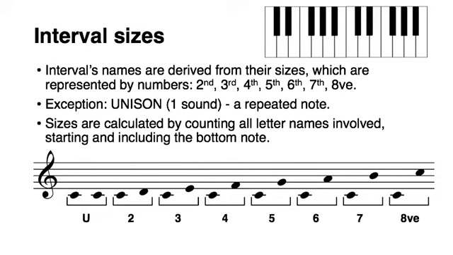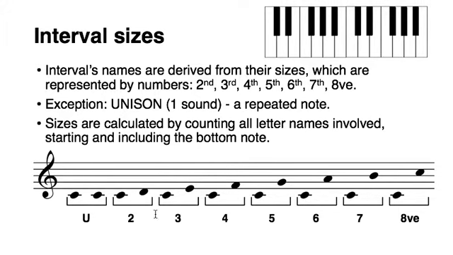We refer to intervals by calling them by their sizes and qualities. The size of an interval has to do with the number of letter names involved. We use ordinal numbers to name the intervals: seconds, thirds, fourths, fifths, sixths, sevenths. And then when we get to the eighth, we don't call it an eighth, we call it an octave, which is an ordinal number, but is just a sort of transliteration from Italian, right? That's what eighth would have been called in Italian, ottava. The exception here is the unison, which is a repeated note, right? But it's not called the first. It's called unison, one sound.